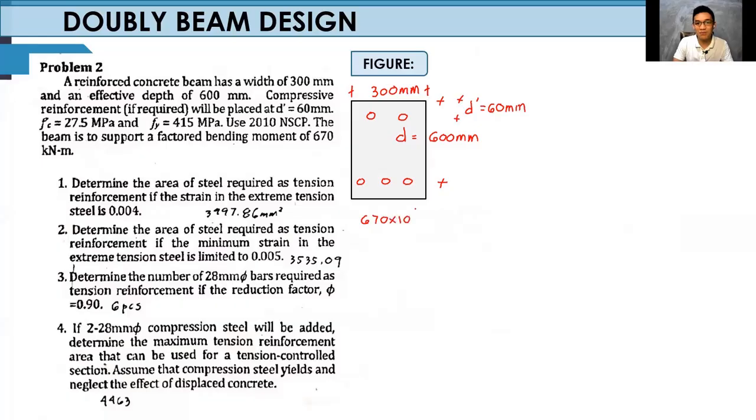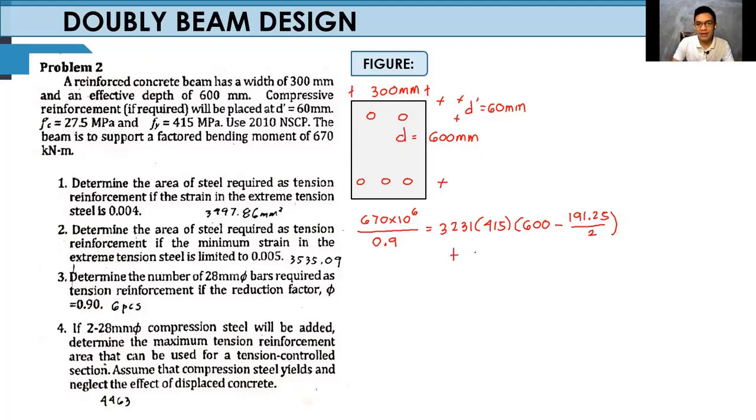670 times 10 to the power of 6 divided by yung ating phi, which is 0.9. Ayan. Then yung area natin 1 is 3231 multiplied by 415, 600. Then yung A natin, di ba, which is 191.25 divided by 2. Plus yung ating area ng AS2. Okay, lagay ko na lang sa ibaba.